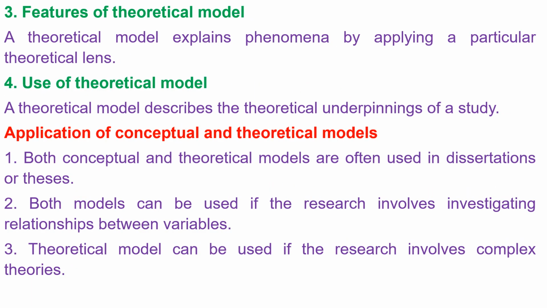3. Features of theoretical model. A theoretical model explains phenomena by applying a particular theoretical lens. 4. Use of theoretical model. A theoretical model describes the theoretical underpinnings of a study. Application of conceptual and theoretical models. 1. Both conceptual and theoretical models are often used in dissertations or theses. 2. Both models can be used if the research involves investigating relationships between variables. 3. Theoretical model can be used if the research involves complex theories.